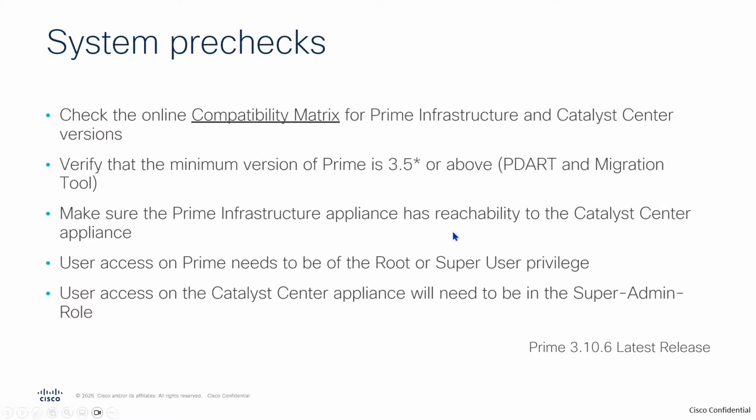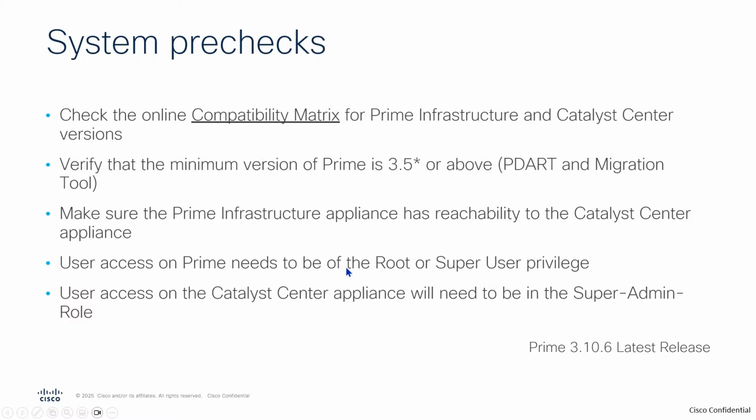Make sure the Prime Infrastructure appliance has reachability to Catalyst Center. Of course, yes, it will need layer 3 reachability. It'll need to know Catalyst Center's IP address, and it also will need root access, super user privilege. When we perform the migration, I'll point this out during the demo. When you're putting in the IP address of Catalyst Center into Prime Infrastructure, it also needs a user, because Prime needs to be able to log in to Catalyst Center. The user needs to have super user privilege in order to do so. And you also need to have root privilege.